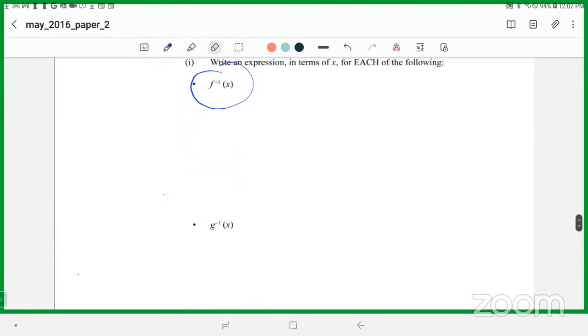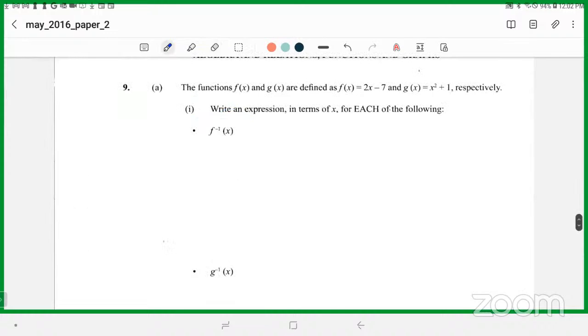Step by step. All right, so two simple functions. This one is linear, and this one is quadratic. They want f to the minus 1 first, so we're doing the inverse on this function f. We start by saying f equals 2x minus 7. I'm going to inverse it. The f becomes x, and the x here becomes f to the minus 1: x equals 2 f to the minus 1 minus 7.